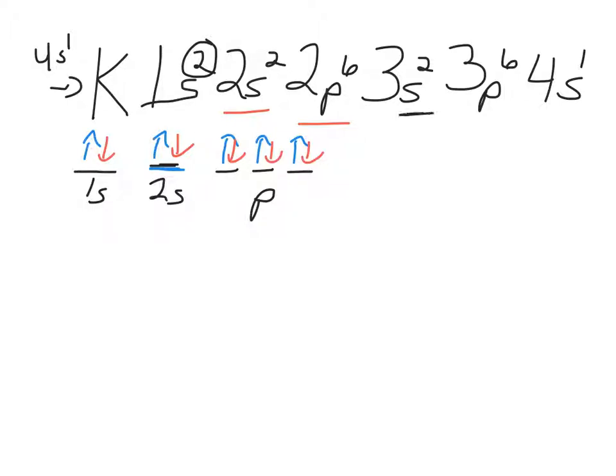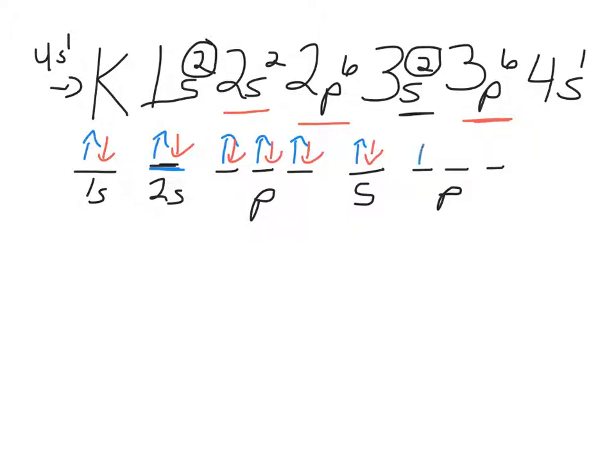It's an S, so how many blanks do I need? I need just 1 blank. Okay? And how many arrows am I going to have? 2. 1 going up and 1 going down. Okay. Now my next one is a P. So how many blanks am I going to need? 3. Okay. So how am I going to do my arrows?